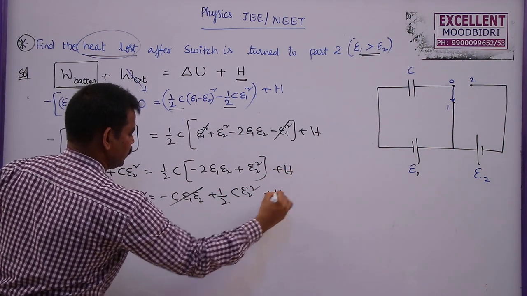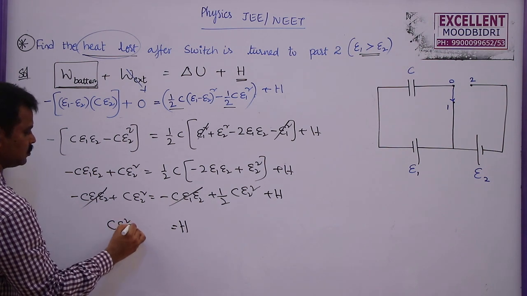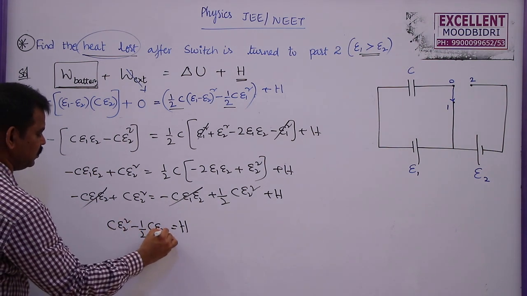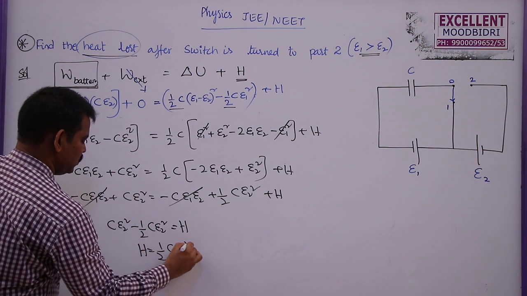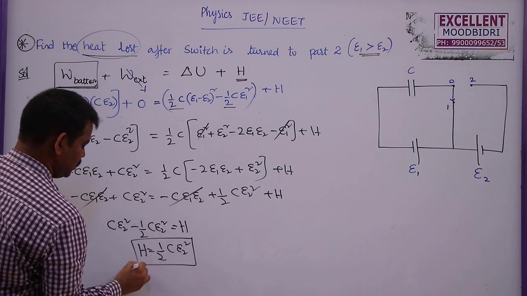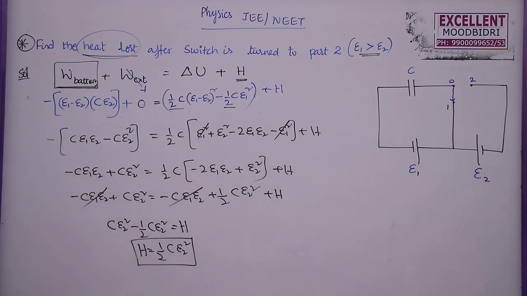We are finding that H value only. So H will be given as C E2 square minus half C E2 square. So H is equal to half C E2 square. This is the heat energy produced when the switch is turned to part 2.